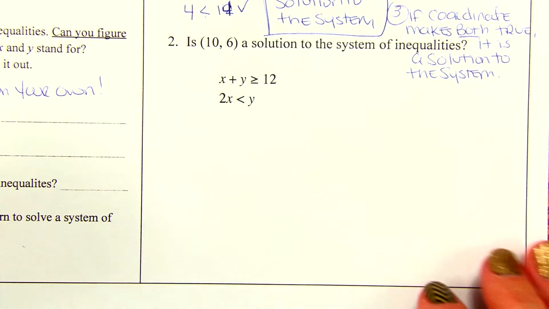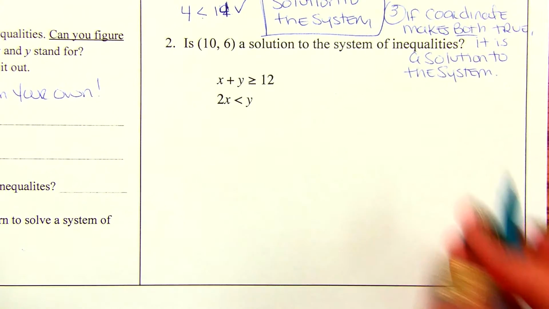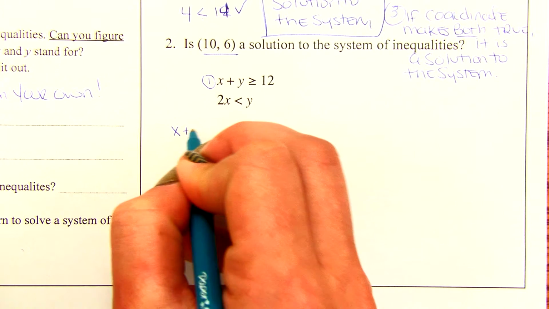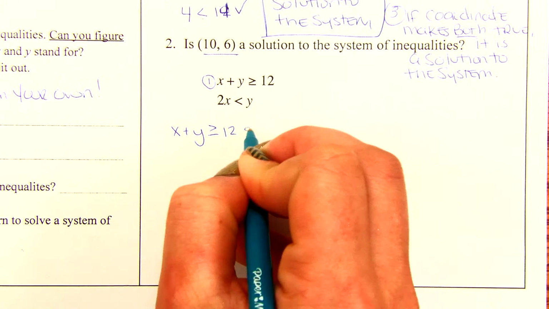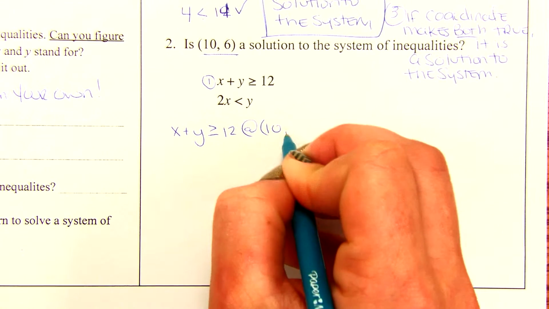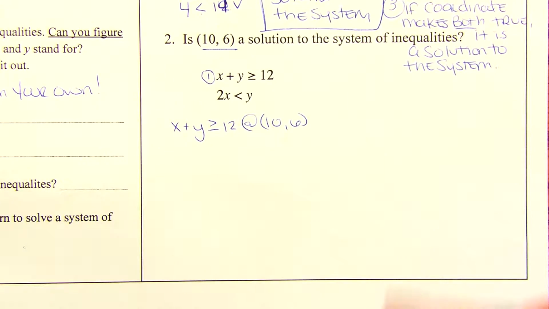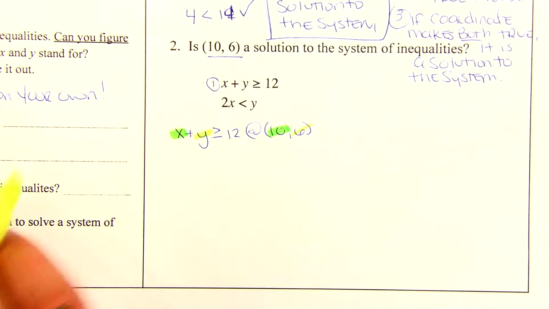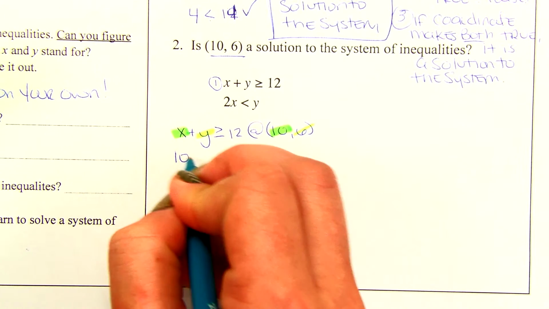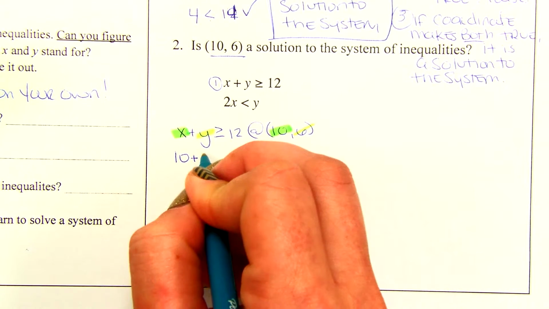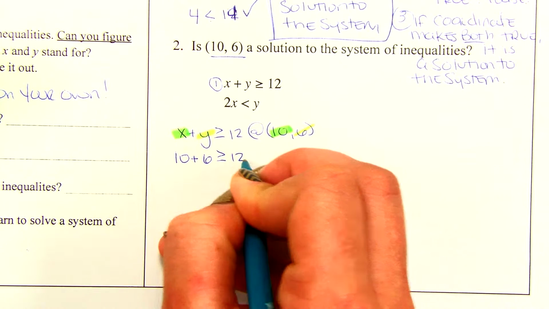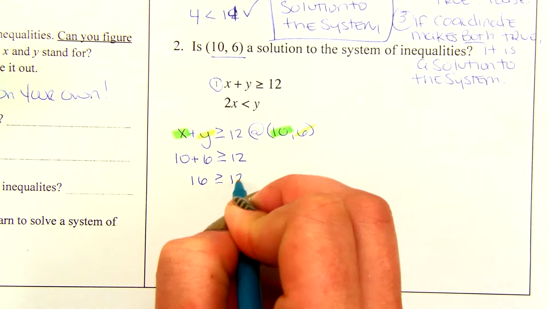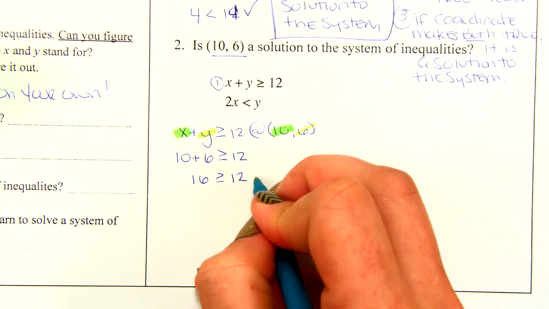It asks, is 10, 6 a solution to the system of inequalities? So I'm going to substitute 10, 6 into the first inequality. So x plus y is greater than or equal to 12. And I'm going to substitute 10 in for x and 6 in for y. So this will be 10 plus y, which is 6, is greater than or equal to 12. And 10 plus 6 is 16. Is 16 a greater number than 12?